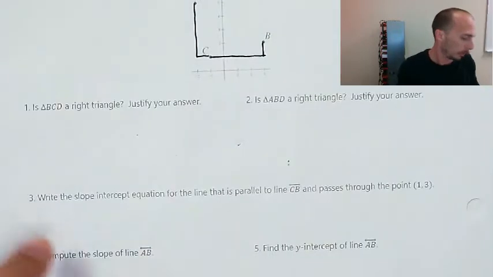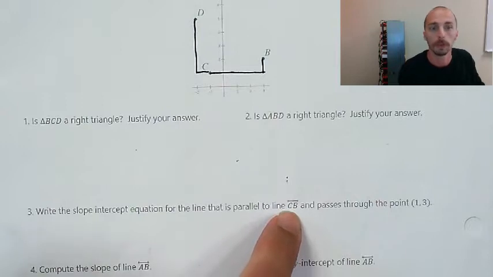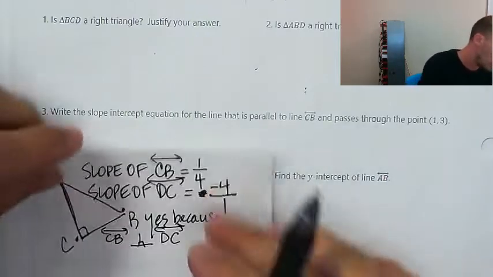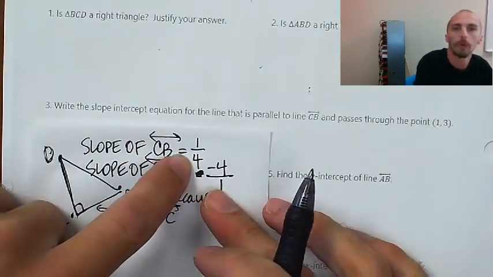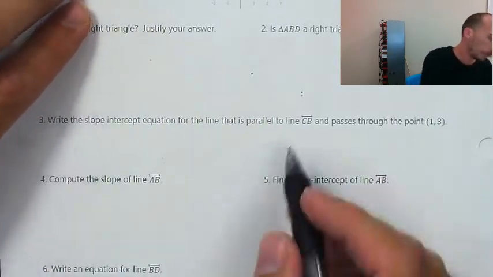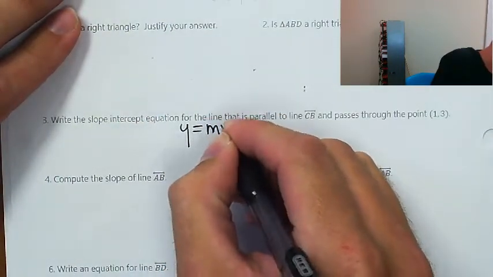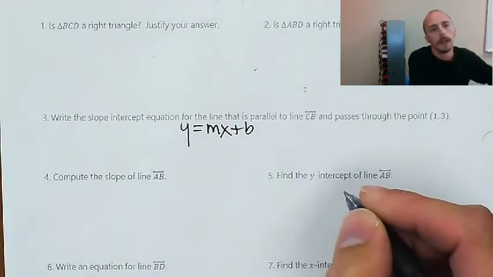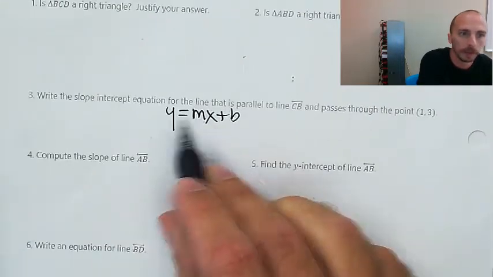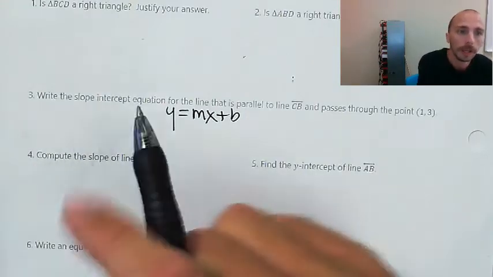All right, number 3, write the slope-intercept equation for the line that is parallel to line CB and passes through the point (1, 3). I think we've already computed the slope of that. Line CB has slope 1/4. We already did that work in number 1. So I know the slope-intercept equation is going to be y equals m times x plus b. And I can plug in x equals 1 and y equals 3, with m equal to 1/4, and solve for b.